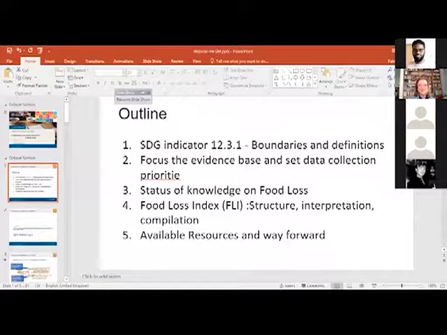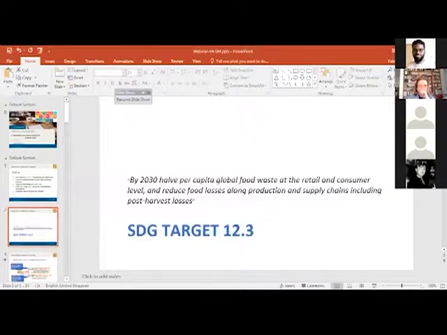Then we will see what is the status of knowledge on food losses, especially in East and Southeast Asia, because this was supposed to be the biggest focus of this seminar. And we will see a very short overview of the food loss index, how it's structured, how it is interpreted and compiled, and what are the available resources. So the methodology, the technical documents and other tools.